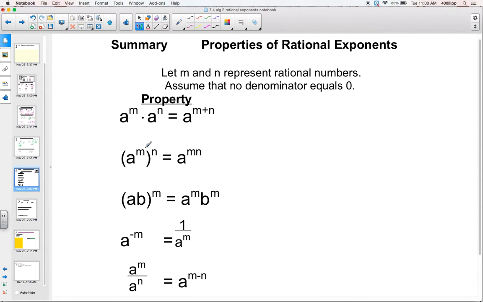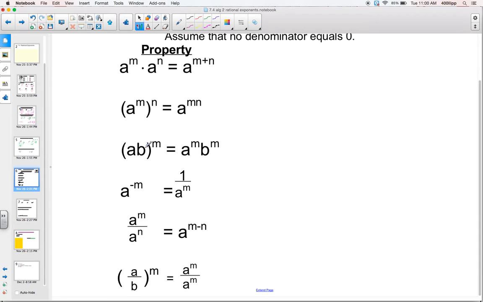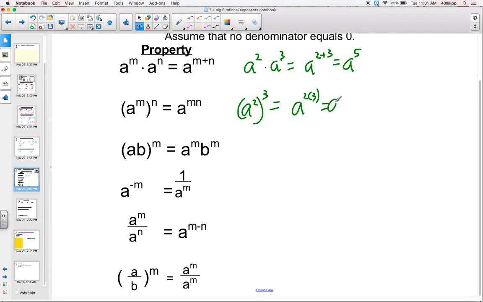Okay, these are going over some properties here, so make sure you know all of these properties. If you're multiplying and you have the same base, we add the exponents, n plus n. For example, if I have a squared times a cubed, that would be a to the 2 plus 3, I have a total of 5 a's, a to the 5th. If there's an exponent inside and outside, you multiply them. For example, if we have a squared to the 3rd, you multiply them. A to the 2 times 3, which is a to the 6th.